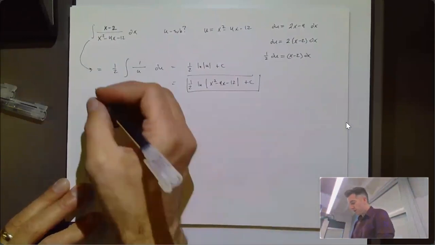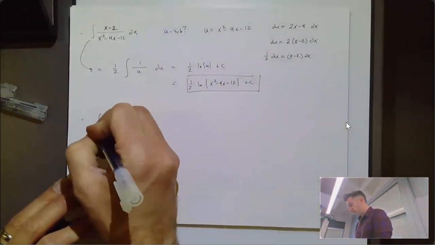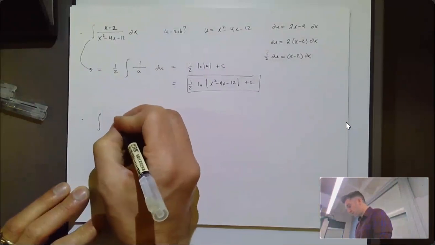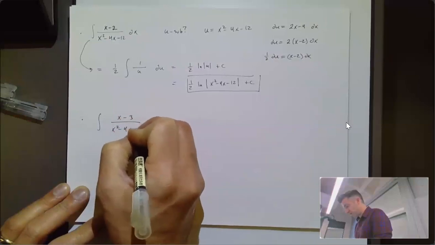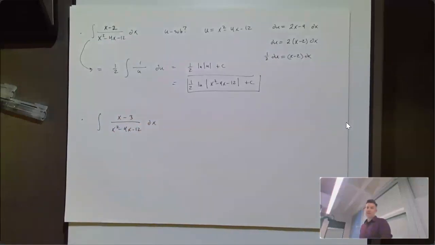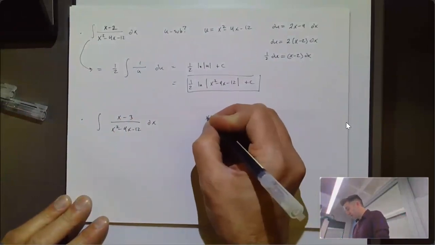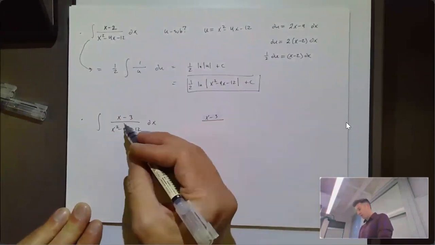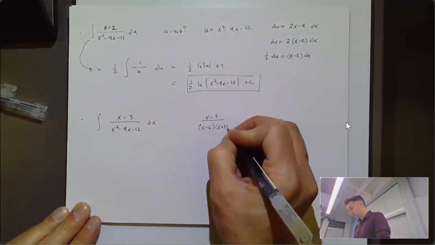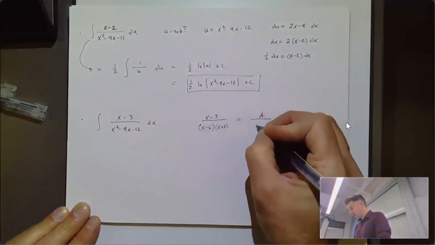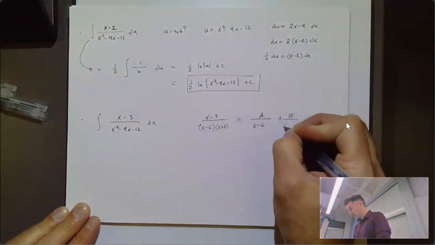On the other hand, what if we had to integrate, say, (x minus 3) over (x squared minus 4x minus 12)? Well, now we can see that it's not going to work to do a u sub, right? The same choice for u is now not going to get us our numerator nicely. So here we are going to do partial fractions. We can factor this. Yes, the factors are (x minus 6) times (x plus 2). That's going to equal A over (x minus 6) plus B over (x plus 2).